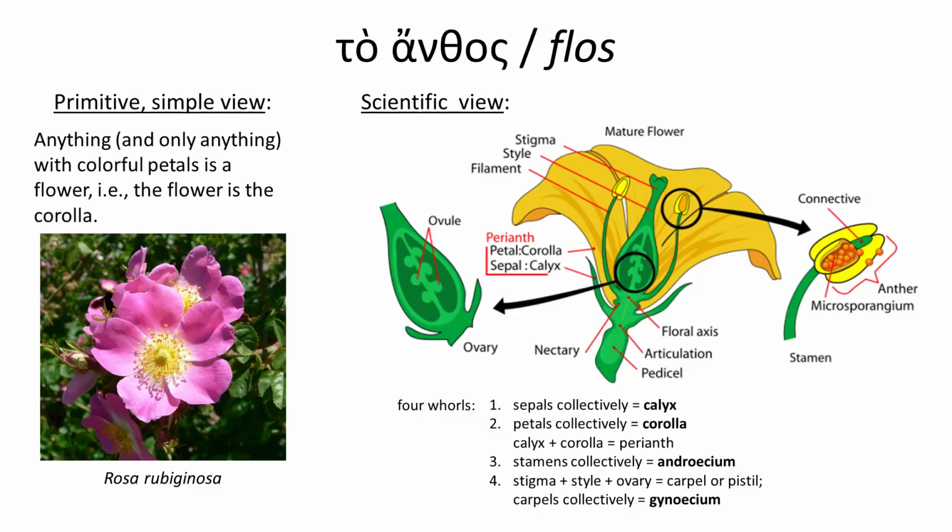The 3rd and 4th whorls are the stamens or male organs, each consisting of a filament capped by a pollen-producing anther. The stamens collectively are called the androecium, and the carpels or pistils, the female parts, collectively called the gynoecium. A carpel or pistil consists of a pollen-receiving stigma, a style, and an ovary. The ovary houses the ovules that, after fertilization, ripen into seeds and fruit.